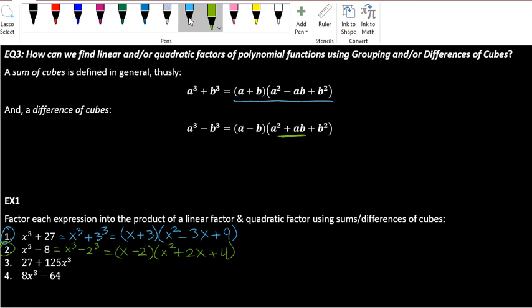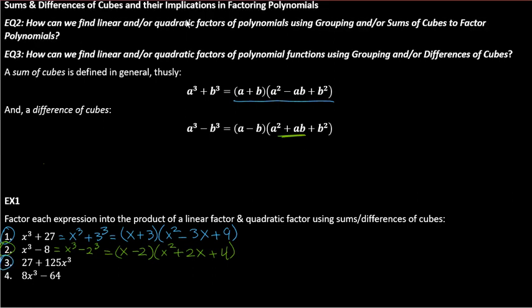Okay, let's do another one. So we've got 27 plus 125x cubed. Or, I'm going to go ahead and flip this to where the x is first, because that just bothers me. So I'm going to rewrite this: 125x cubed plus 27. We can rewrite that as 5x all cubed, right? Because 5x times 5x times 5x gives me 125x cubed.